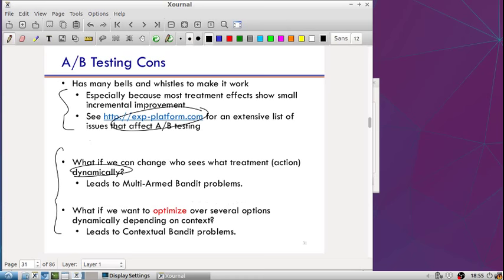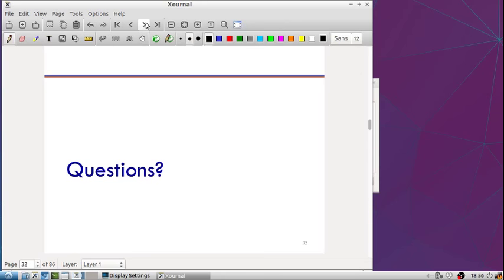So that's what I mean here. In A/B testing there's no context-based decision making. In Bandit there's also one version of Bandit problems where there is no context-based decision making, and the final version that we'll see has something to do with context, user profiles. Okay. So that's A/B testing. Any questions just on A/B testing? Yeah.